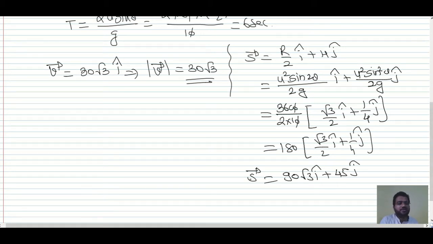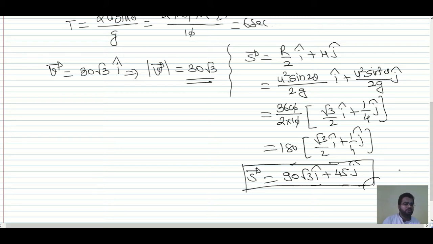This is the displacement vector. You can always take the magnitude of it. It is root of (90 root 3) whole square plus 45 whole square. So I hope this is clear. Now we'll have the next problem.